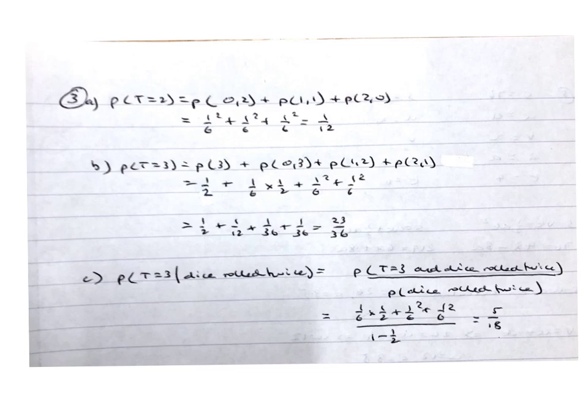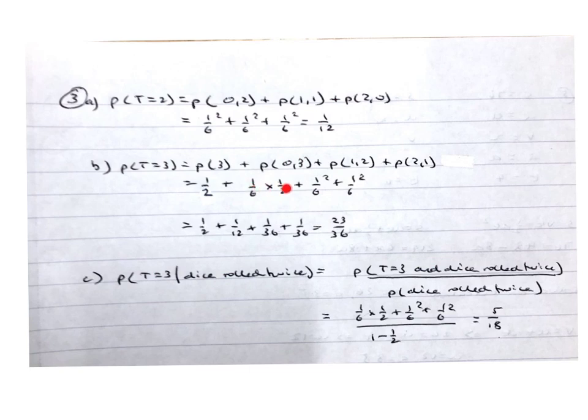And in part C, a conditional probability. Given that the die is rolled twice, find the probability the score is 3. So what's the probability that the score is 3, given that it's rolled twice? And the formula for that is t equals 3 and rolled twice, divided by dice rolled twice. So that's the formula for a conditional probability. That and that happening, divided by just that happening. So t equals 3 and the dice rolled twice.